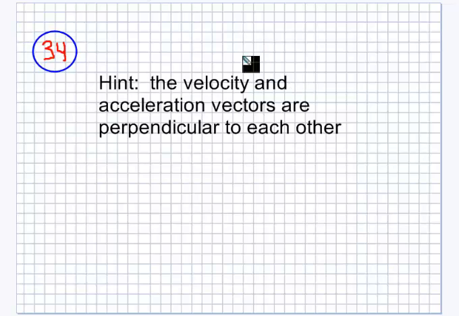Next question. Number 34, just a hint. The velocity vector and the acceleration vector should be perpendicular to each other at right angles. Make sure you get that right. Okay, we are ready to look at the last page now.